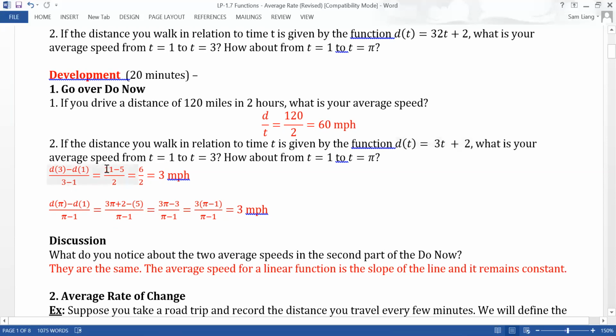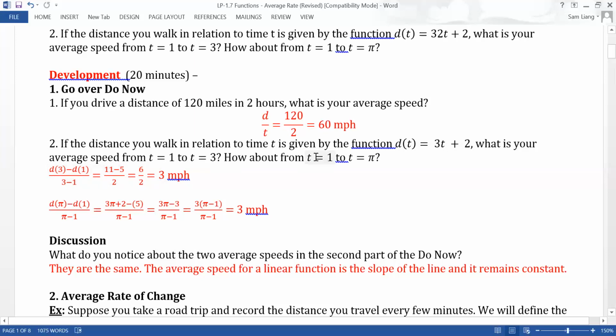So in the numerator, you get 11 minus 5, and in the denominator, it's 3 minus 1. This should be ringing some bells. This is just slope: change in y over change in x. We evaluate the function at both x coordinates, 3 and 1, and then divide by the difference of those x coordinates. So it's 11 minus 5 divided by 2, which comes out to 3 miles per hour.